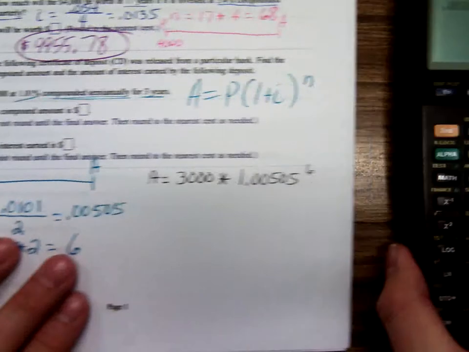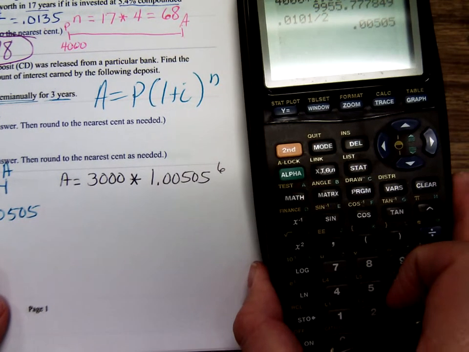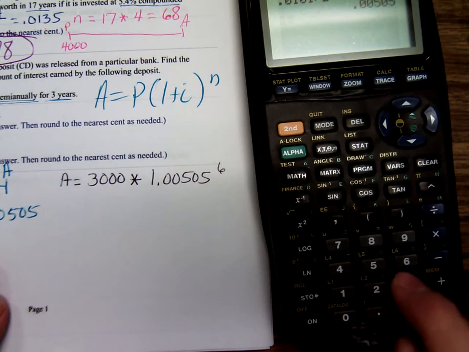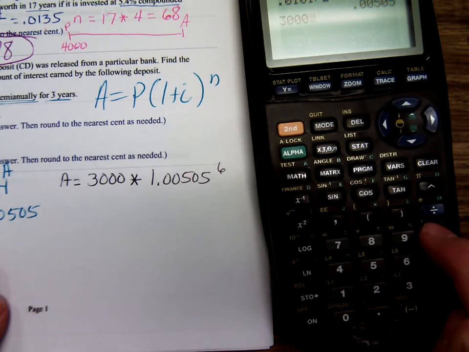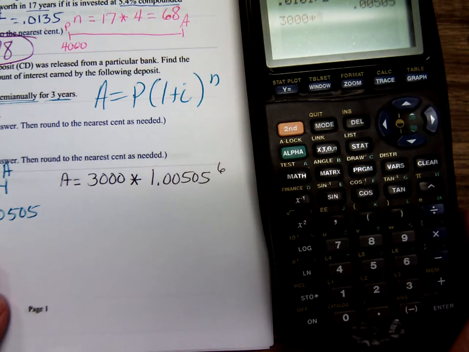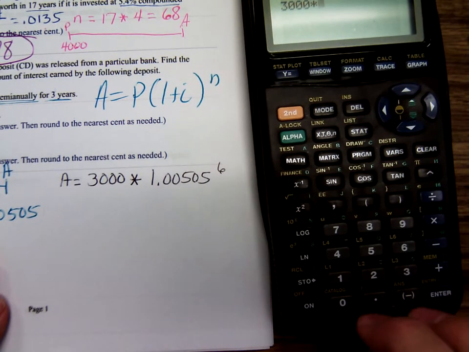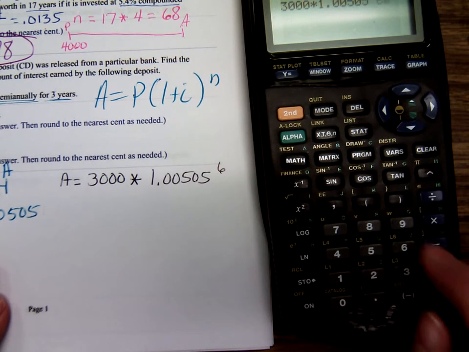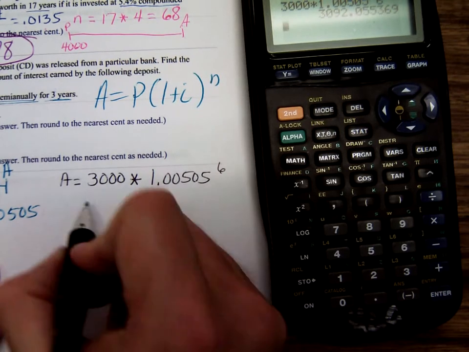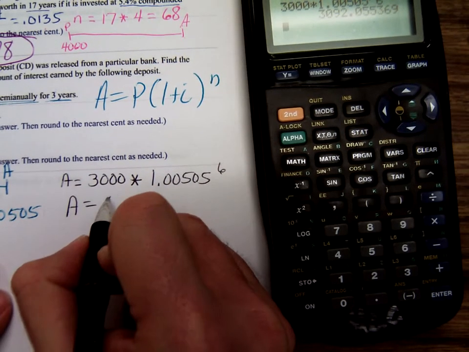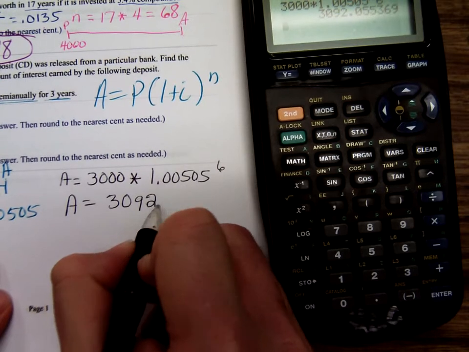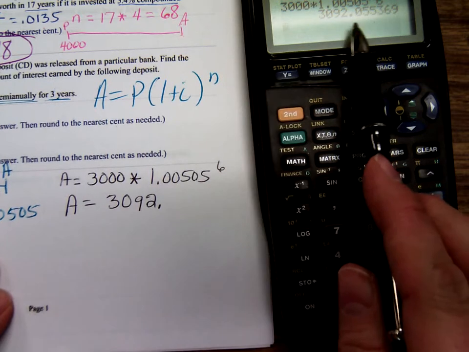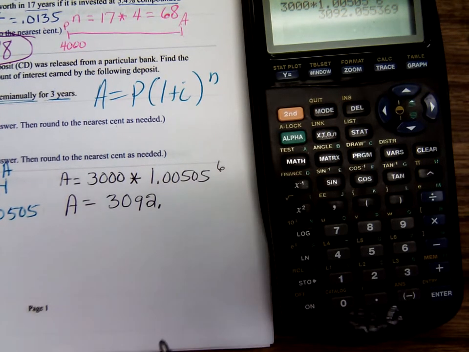Bringing my calculator back. 3,000 times, that's better, 1.00505 raised to the 6th power. That's $3,092, and if we're going to round to the nearest cent, what would y'all call that? 6 cents? I'll agree with 6 cents.